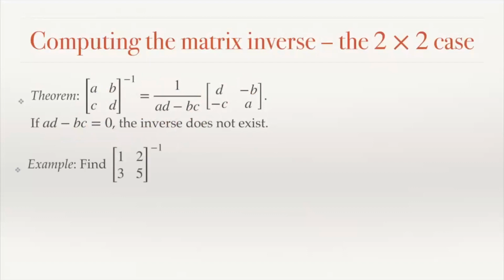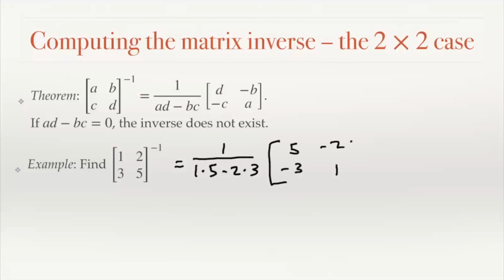So for example, what's the inverse of this matrix? Well, it's 1 over AD minus BC, 1 over 1 times 5 minus 2 times 3, times, so we swap the main diagonal, swap the 5 and 1, and stick minus signs by the others. We compute that guy outside.